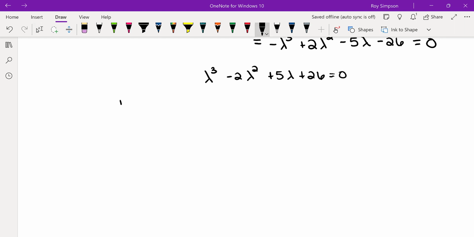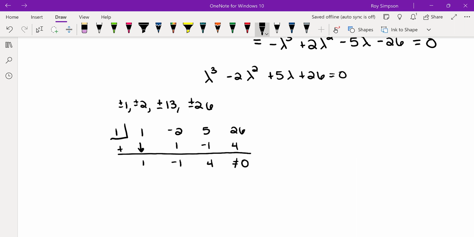Now we know plus or minus 1, plus or minus 2, plus or minus 13, and plus or minus 26. Those are the only possible rational roots. So trying 1, we can see that that does not work. So erase that work and try -1. Again, you see that does not work either. So let's go ahead and erase that again. Now we'll try 2. And I'll erase these roots as I try them, by the way. You can see that doesn't work as well.